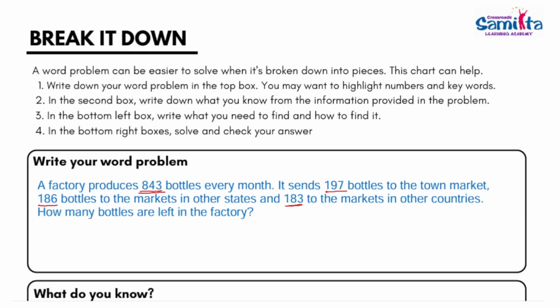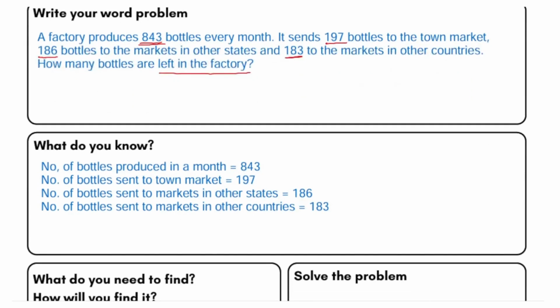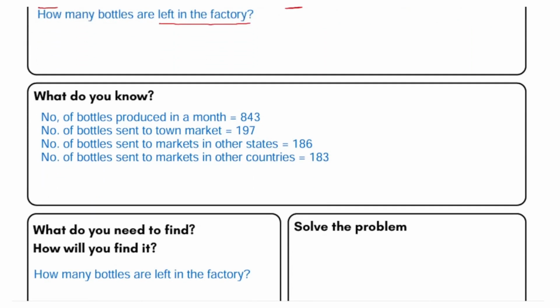Now, what are we supposed to find out? How many bottles are left in the factory? This is what we are supposed to find out. So how will we do it? First thing is, it becomes easier when we write down what we know. These are called the statements that we write. That's why they're called statement problems.